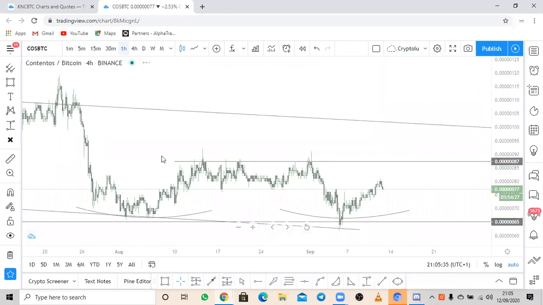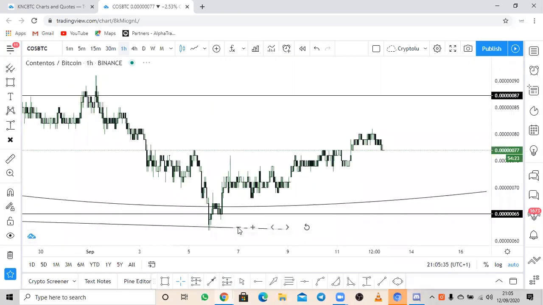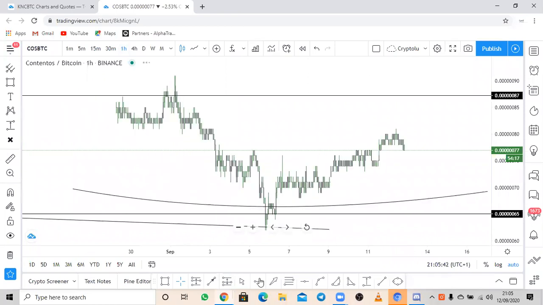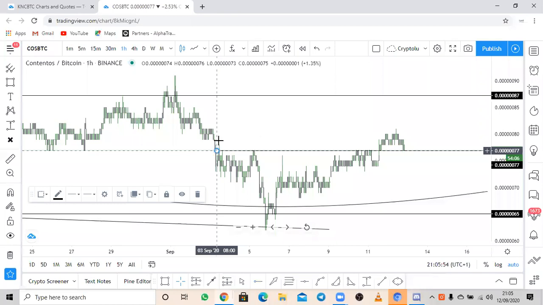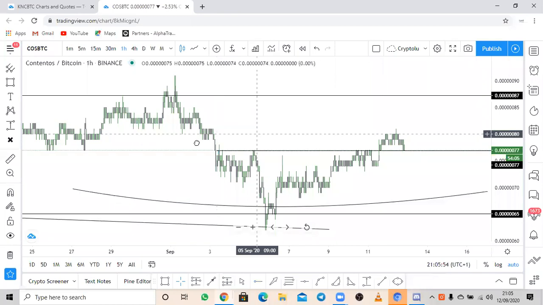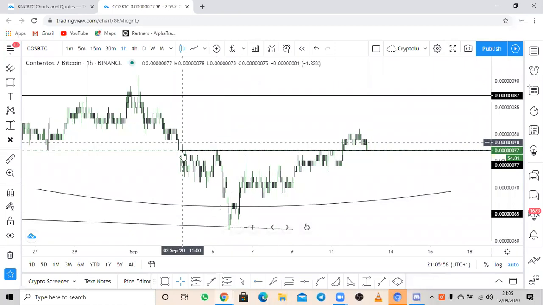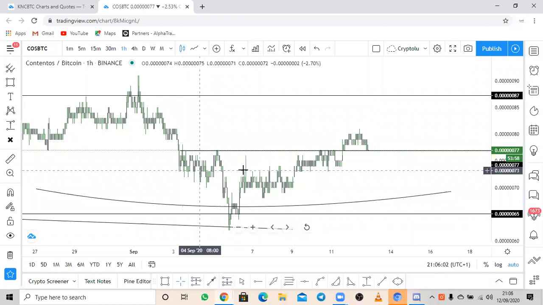Okay, I'm not sure if you can see this, but let me mark it out for you. We have more like a cup and handle pattern that broke out here. Like this is the cup, this is the handle here, and this is the cup. Okay?